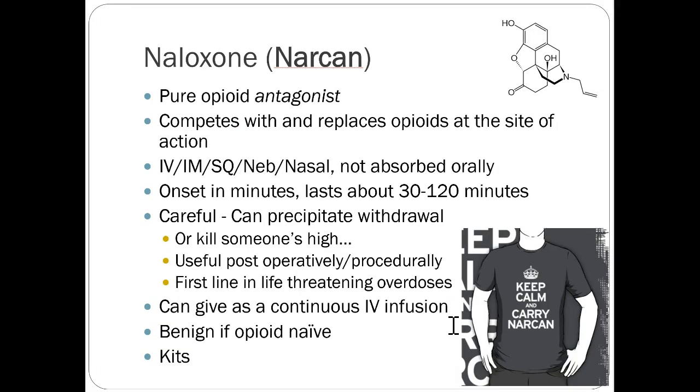All right, antagonizing: naloxone. Naloxone is a pure opioid antagonist. It reverses it. If you gave naloxone to any of us, assuming none of us have taken opioids recently, you would get no effect whatsoever. So naloxone is completely harmless, well, for the most part. I mean, you're injecting somebody with something, so there's always a slight risk of that. But essentially, it won't do anything to somebody unless they have opioids on board.